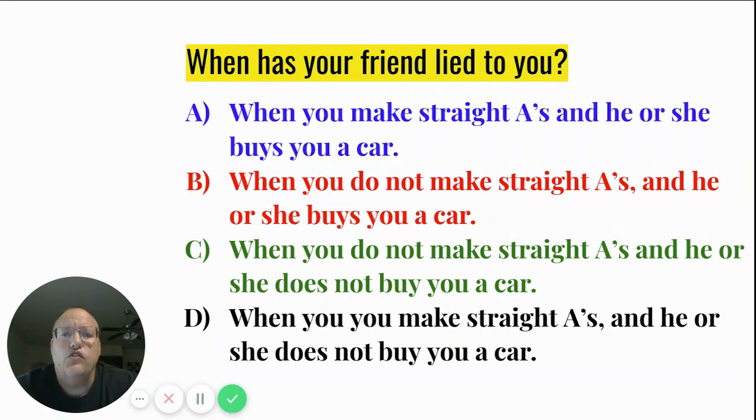And so part C kind of goes with part B there. When you do not make straight A's and he or she does not buy you a car, that scenario is still true because they haven't lied to you, because they didn't say anything about what would happen if you did not make straight A's. So B and C are both true in that instance. The only time they would have actually lied to you would have been if you made straight A's and then he or she did not buy you the car, because they said if you make straight A's, then they would buy you a car. In this case, the hypothesis was true, but the conclusion was false. That's the only time that it would be false.